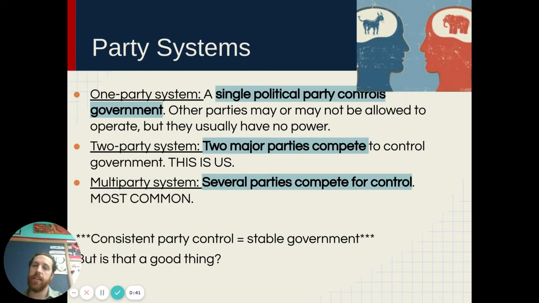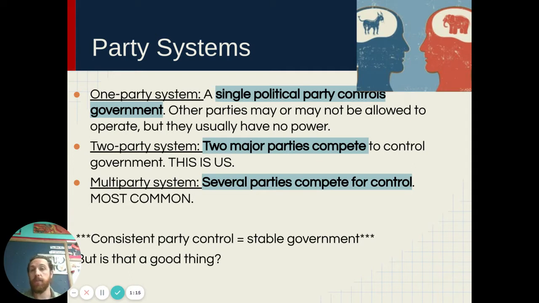And so what we see here is an overview of the types of party systems that exist. The first is a one-party system, and that is really when one single political party controls the government. In countries that have one-party systems, other parties may or may not even be allowed to exist, but they have very little power. The classic examples of one-party systems are China, North Korea, and certainly Russia would be an example of that today.